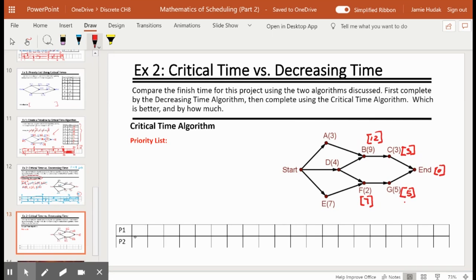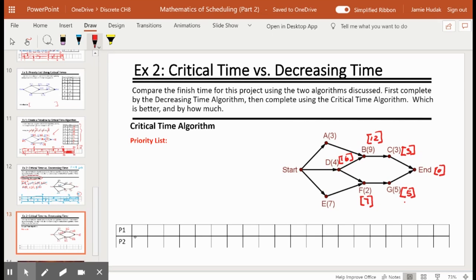And I see that task D has 2 arcs feeding back into it. So I need to choose which critical time do I add to task D. And we see I have to add the larger. So 12 plus 4 gives D a critical time of 16.